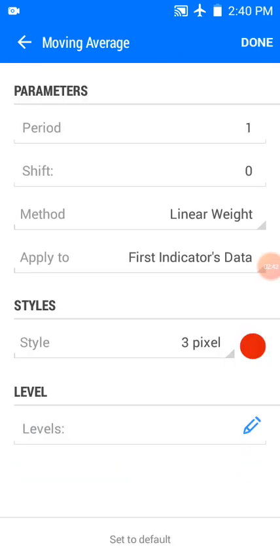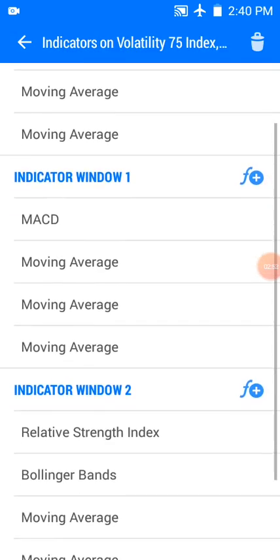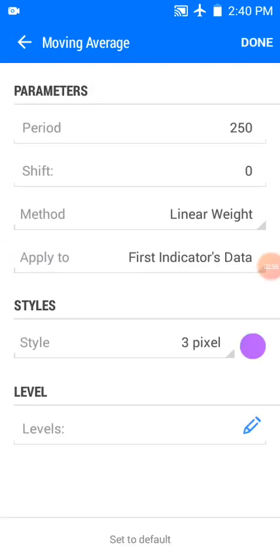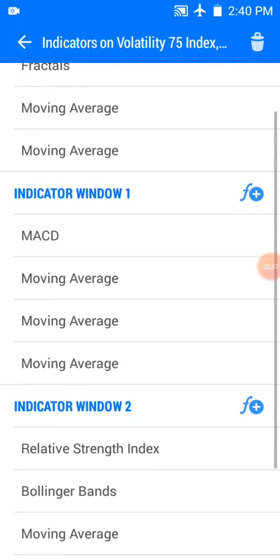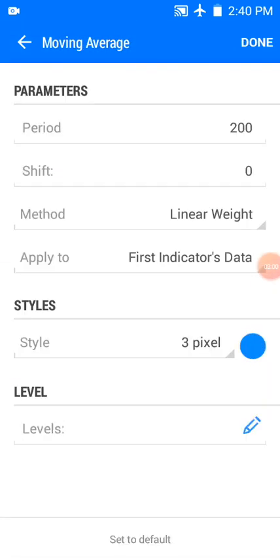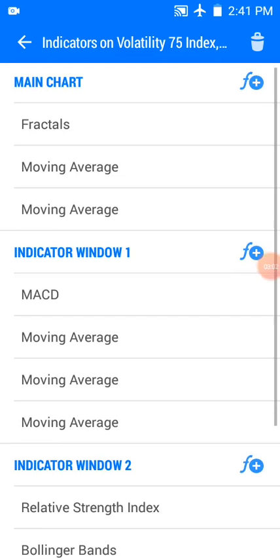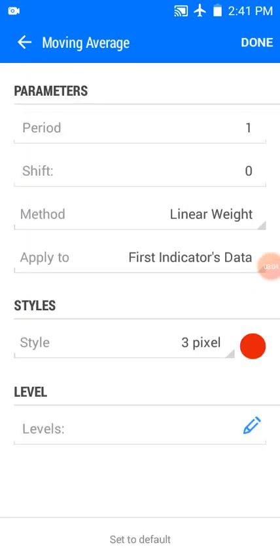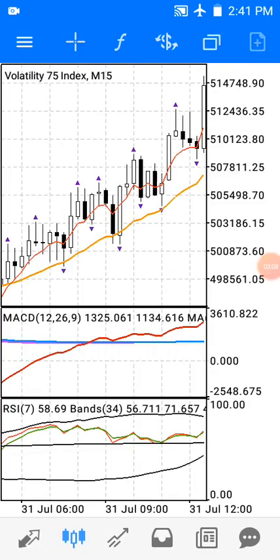Then the last one is moving average period 1, linear weight, first indicator's data. The color is red. Don't forget the period for the first moving average is 250, the period for the second moving average is 200, and the last one is 1 period, all linear weight on first indicator's data.